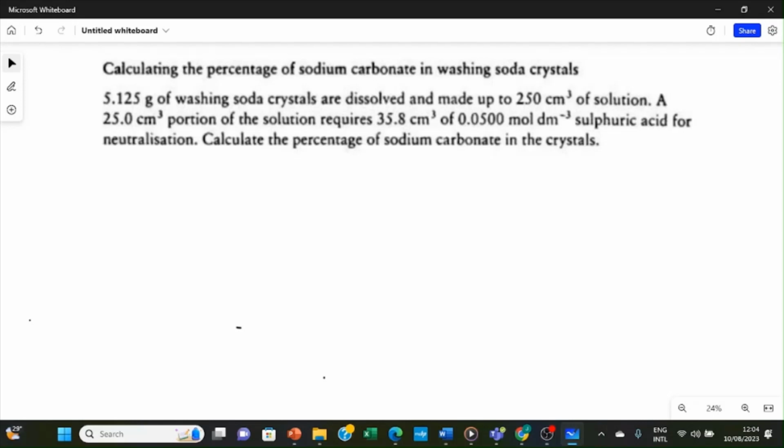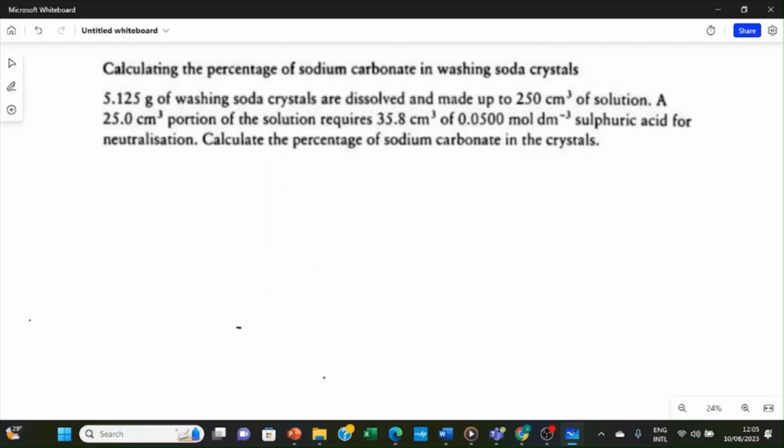Sodium carbonate is a major component of washing soda, so it is present in washing soda. The first thing we have to do is to write down the equation for the reaction, because washing soda, which contains a greater percentage of sodium carbonate, reacts with sulfuric acid.